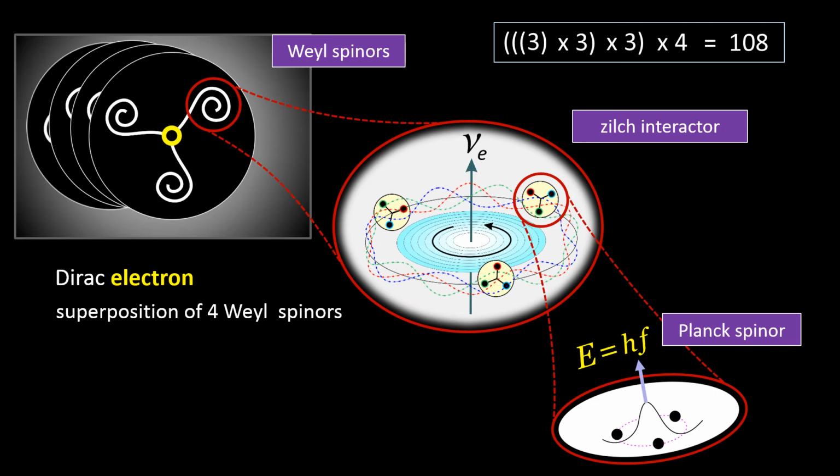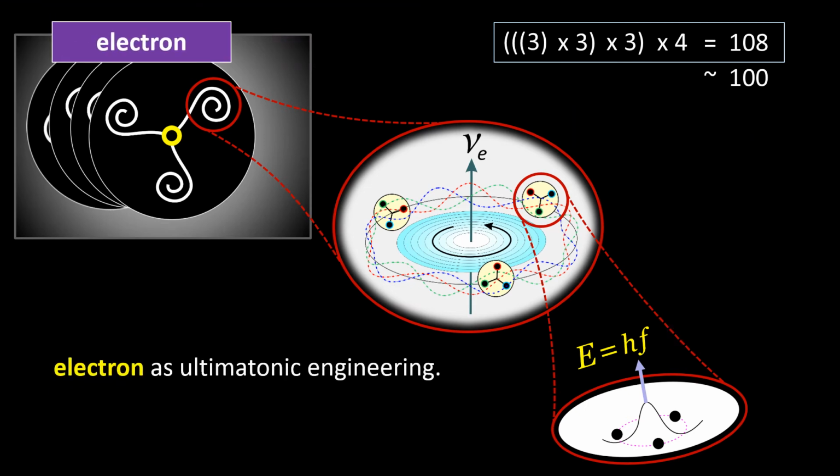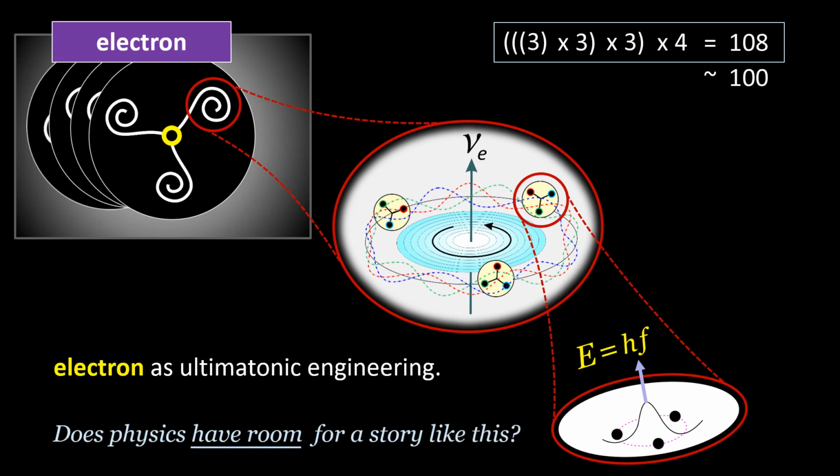Now, if we allow a few of these clusters to share dipoles and tripoles, like atoms in a molecule share electrons, then we can round this down to an even 100. And there we have it, the electron as ultimatonic engineering. Of course, the issue here is that such ultimatonic engineering implies design, which may be something that physics is not yet ready to explore. Nevertheless, does physics have room for a story like this?